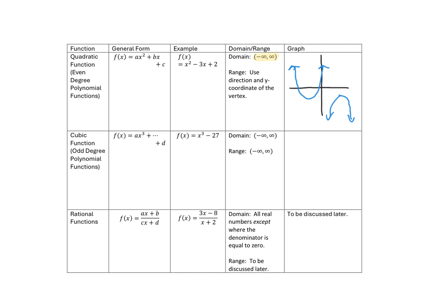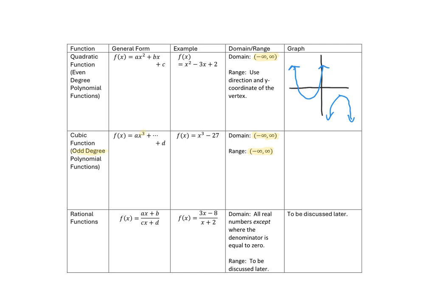The next one we have is our cubic function. This one has a degree 3. And so for instance, a basic cubic function, x cubed minus 27. The cubic function has a domain of all real numbers. It also has a range of all real numbers. This is also going to apply to any odd degree function.